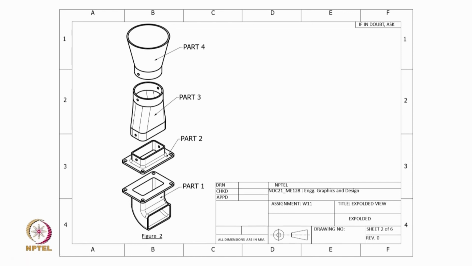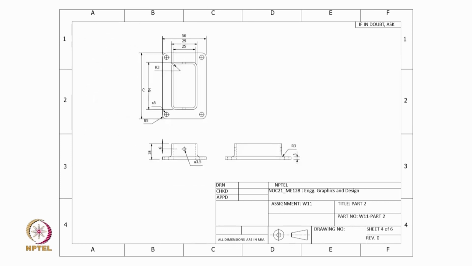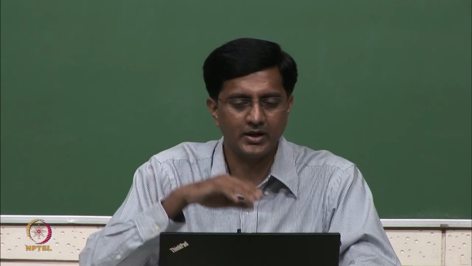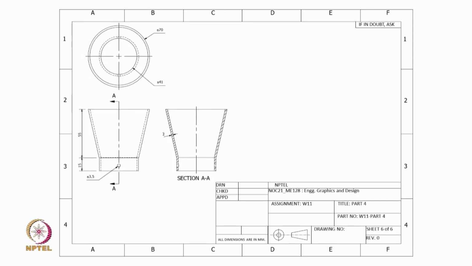We also have the part drawings of each of these parts, starting with part 1, which is the bottommost part. Second is part 2, which is in between part 1 at the bottom and part 3 in the middle. Next is part 3, which is again on top of parts 1 and 2. Lastly we have part 4, which is sitting on top of all the 3 parts.